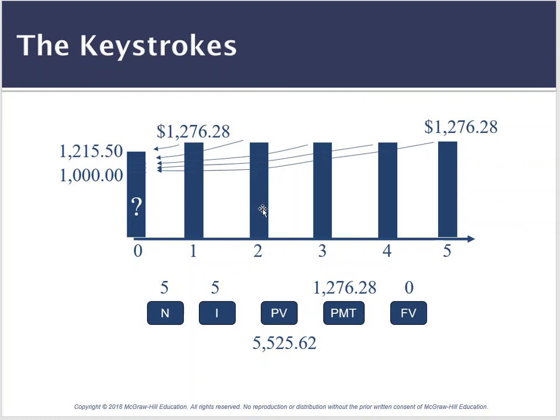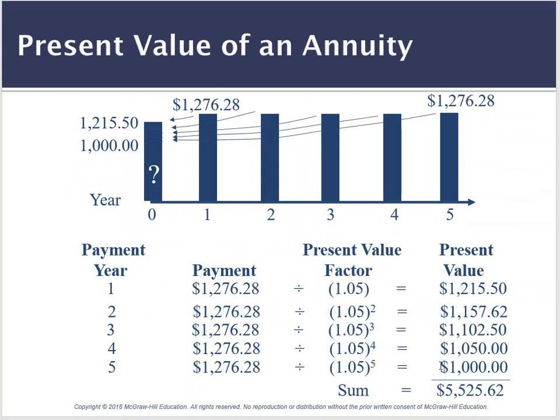Here is the example of calculating the present value of an annuity on the calculator. 5N, because there are 5 years, interest rate is still 5% on an annual basis. The payment is $1276.28, so it's 5 payments of this, and the future value is 0. You compute present value, you get 5525.62, just as you do here.